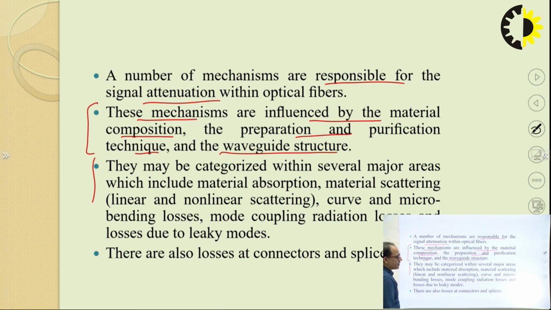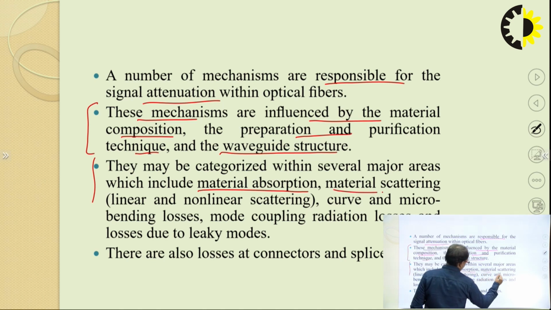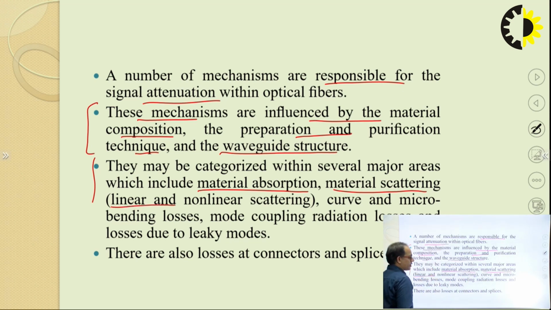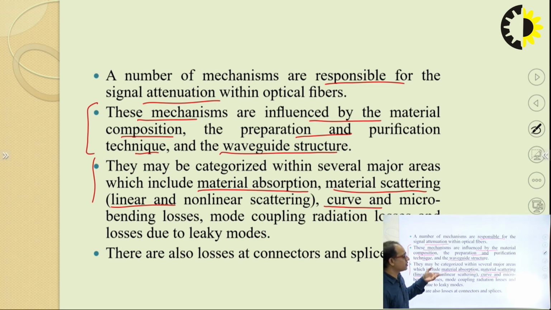These further categorize into major areas, which include material absorption, that is absorption by the material, and material scattering, which may be linear or non-linear. Another factor which contributes to attenuation is the curvature and micro bending losses. There is micro bending and another one is macro bending. These are losses which also result in attenuation of the optical signal.